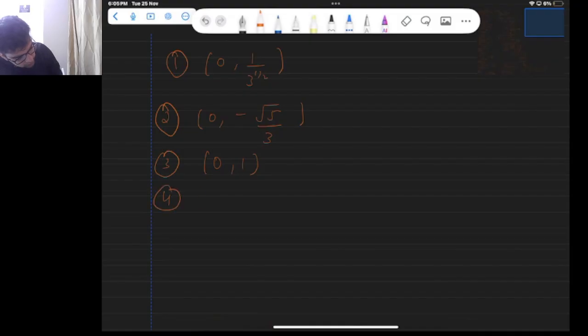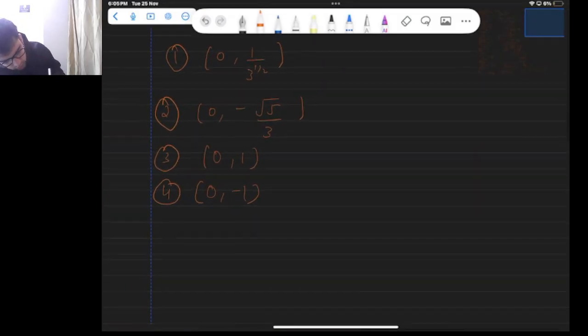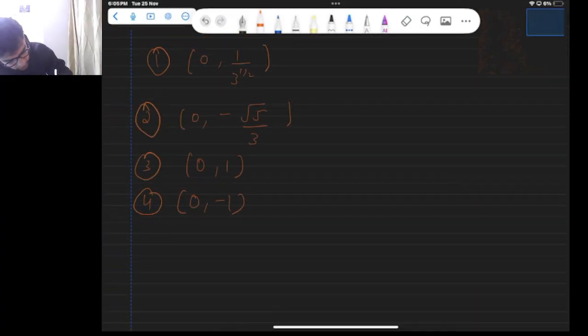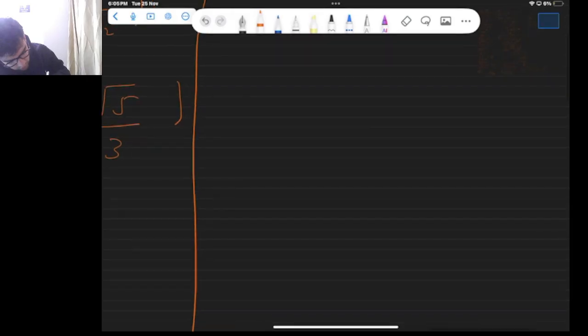So the points that I have: first point is 0 comma 1 by 3 to the power half, second point is 0 comma minus root 5 upon 3, third point is 0 comma 1, fourth point is 0 comma minus 1. So I don't even have space left to compute the final values, but if I just zoom this, I'll be left with a lot of space.